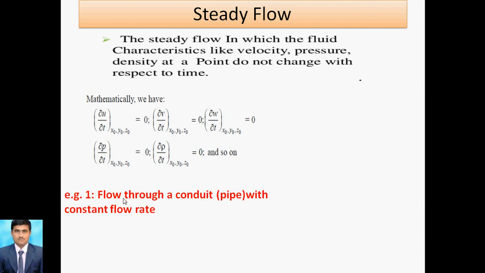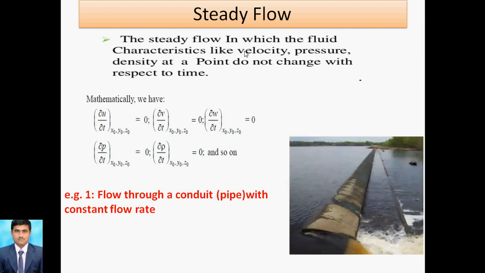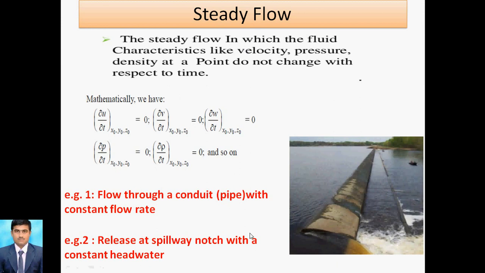So the example is the flow through a conduit with a constant flow rate. If you know that flow rate is constant, that time it is called steady flow. Another example is the release through a spillway notch with a constant head water. Constant head water means constant flow rate. So that time it is called steady flow. Always remember that when the flow has a constant flow rate, that is called steady flow. And in that case, the velocity, pressure, density do not change. That characteristic is called steady flow.